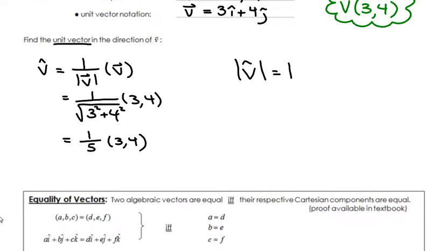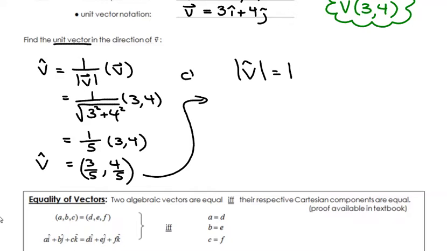Distribute the 1/5 into the brackets, and I get 3 over 5 for my x component, 4 over 5 for my y component. And this is not v like this, it is your unit vector v. Which means that if I decided to find the magnitude, it should equal 1. So let's just check this. All right, let's find the magnitude. Whoop, I did not write that right. You've got to write it with the hat, like that.